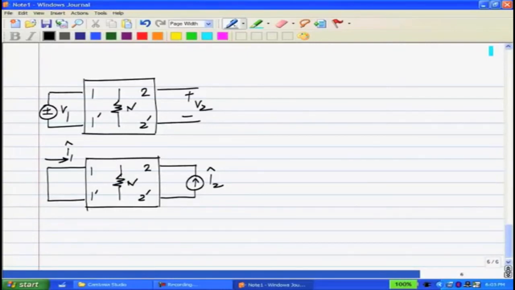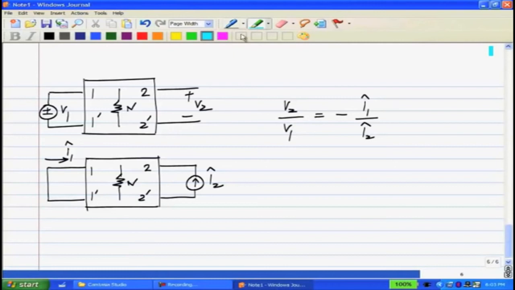So reciprocity in this case says that V2 by V1, which is the response by excitation in the upper circuit, exactly equals minus I1 hat by I2 hat, which is the response by excitation in the lower circuit. We get this minus sign because of the direction of the current chosen. If we had chosen it outwards, we would have got a plus sign, but for consistency we have taken all currents as flowing inwards into the resistive port.